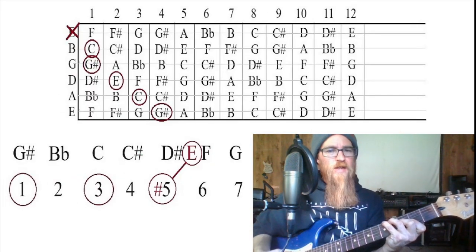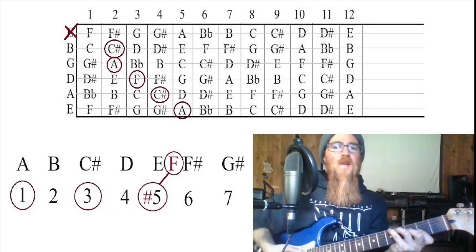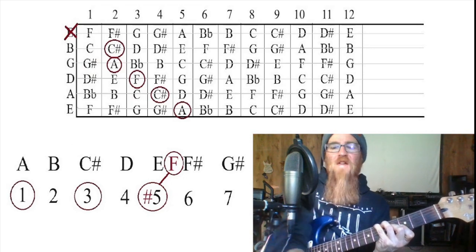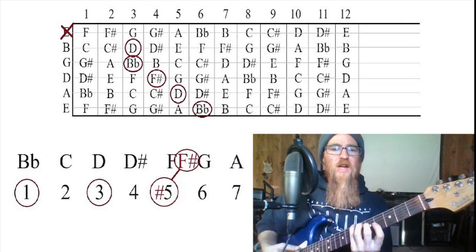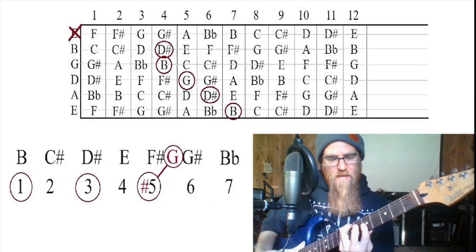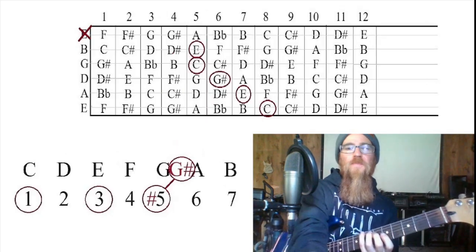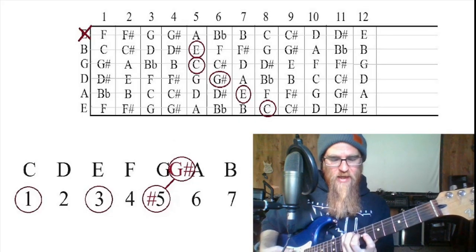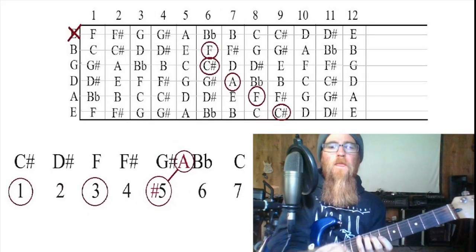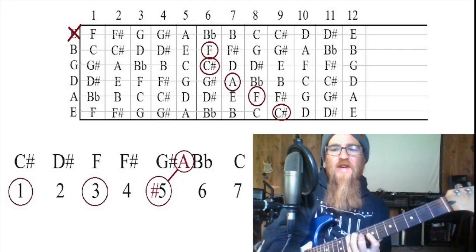Moving it down. G sharp augmented with G sharp, C, and E. Down to the 5th fret, A augmented with A, C sharp, and F. B flat augmented. B flat, D, and F sharp. Down to the 7th fret, B augmented. B, D sharp, and G. Down to the 8th fret, we're going to arrive at C augmented, C, E, and G sharp. And then we're going to go down to C sharp augmented, C sharp, F, and A.